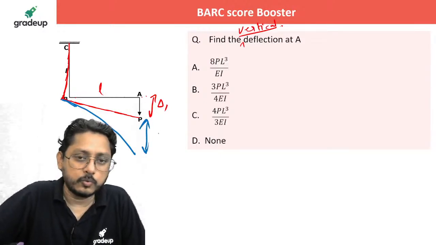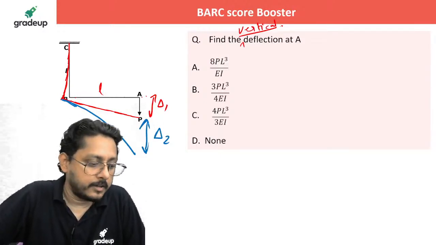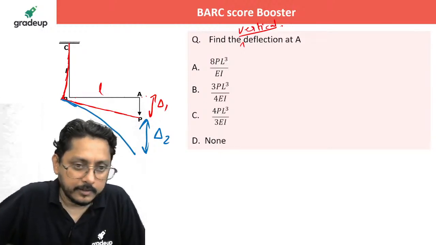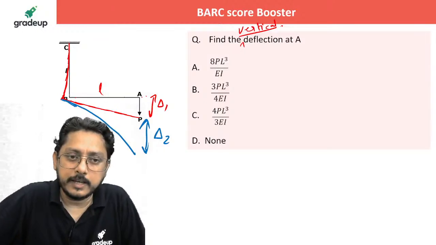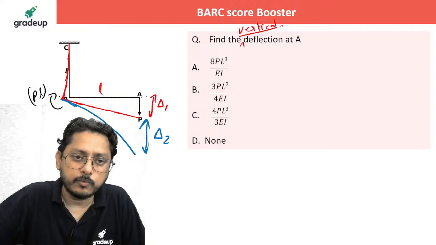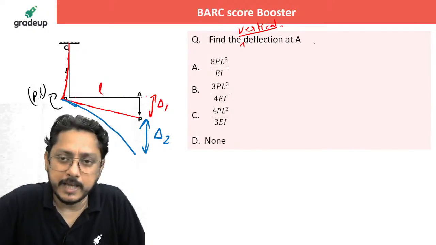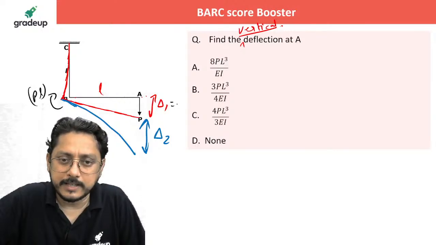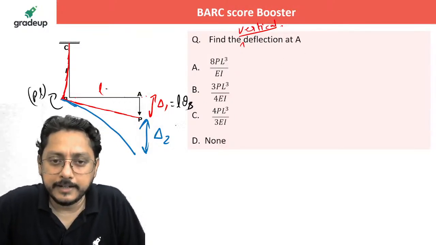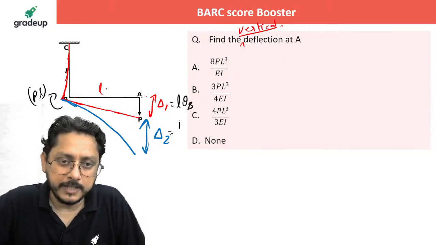Is it visible to you? Delta 2. Right. So now delta 1 is nothing but how much? Once again, PL is the moment which is acting here. What is the theta you will get? Theta here is ML by EI. So delta 1 is once again R theta, that is L into theta at B. And delta 2 is very simple, PL cube by 3EI, isn't it?